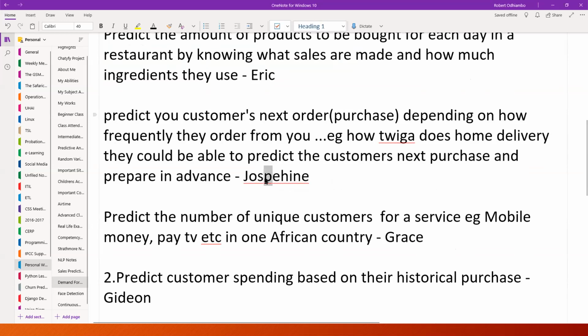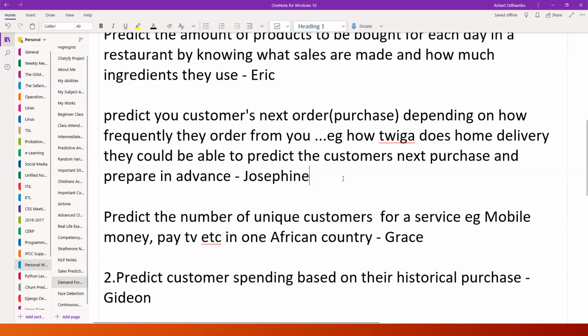Josephine, sorry, I got your name spelling wrong. Let me correct it. Predict your customer's next order depending on how frequently they order from you. For example, how Trigger does home delivery, they could be able to predict the customer's next purchase and prepare in advance.